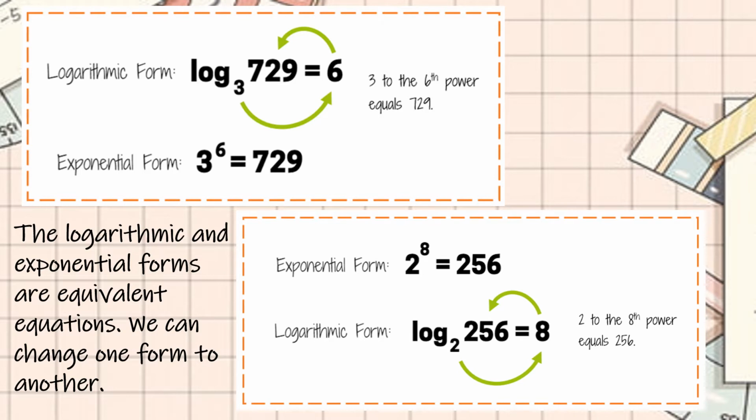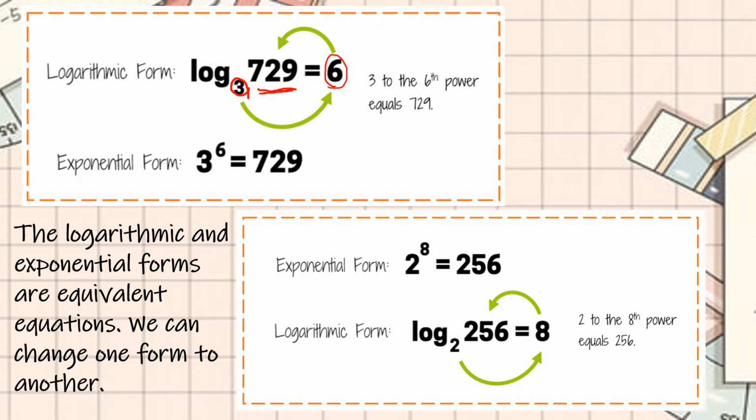Another example in rewriting logarithmic form to exponential form or vice versa. Okay, so first we have logarithm of 729 with the base of 3 equals 6. So dito ang base natin ay si 3. Then the exponent is si 6. Then yung number na makukuha doon is 729. So kung isusulat natin yan as exponential form, 3 raised to 6 equals 729.